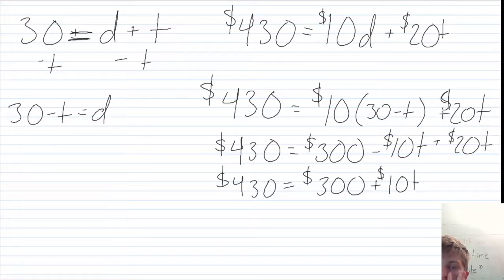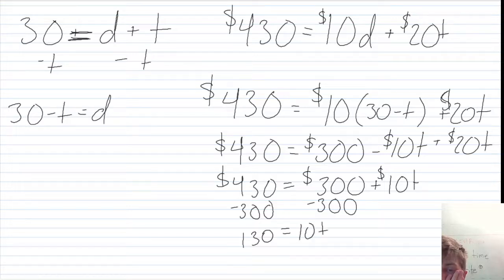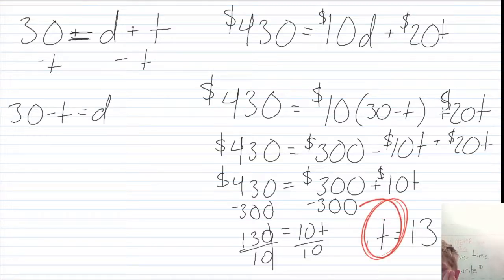And now we can just get T by itself. What we have to do is subtract 300 from both sides. We're left with 130 equals 10T, and then we divide by 10. I dropped the dollars, but that's okay. We know that T equals 13. That doesn't mean $13. That just means, what does T represent? The quantity of $20 bills. So we have 13 $20 bills.